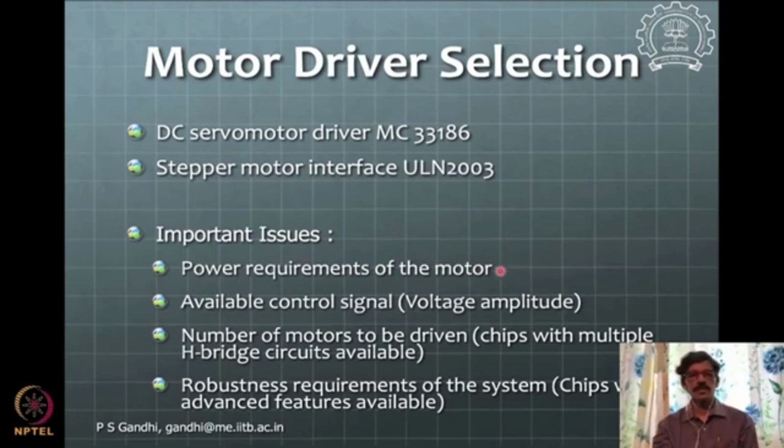So the driver also should be compatible with the motor. Say if the motor requires 2 amperes of current, the driver should provide more than that. Typically 3 or 4 amperes of current rating should be there for the driver. And also, of course, voltage compatibility should be there. Then the number of motors to be driven would be another issue. Then robustness requirements. There are some advanced drivers available that give you additional functionality.